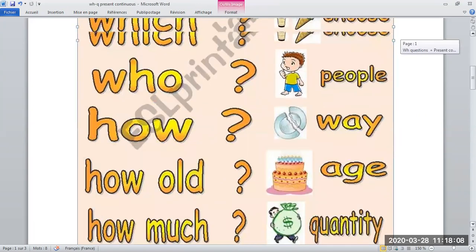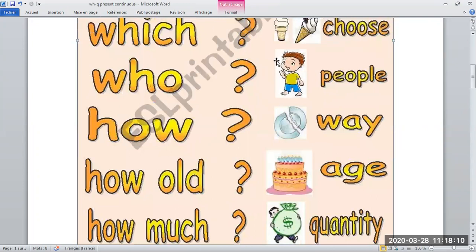Then we have who. We use who for a person, for people. Who is your friend? Who are they? So we are asking about people, a person, a man, a girl, a boy. So it's person, not objects.